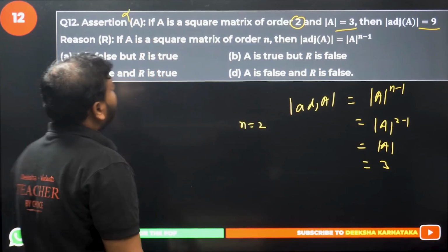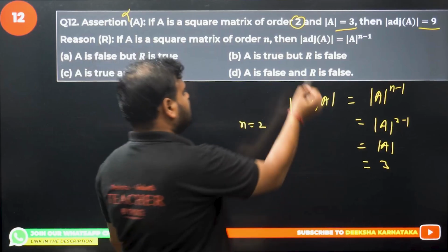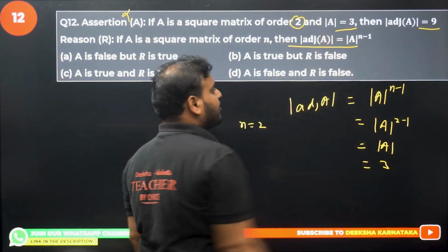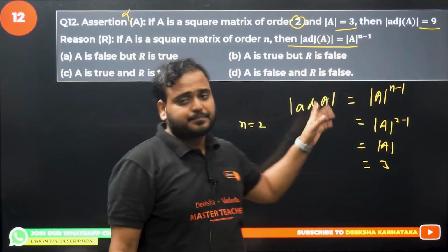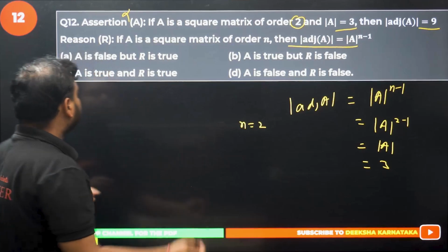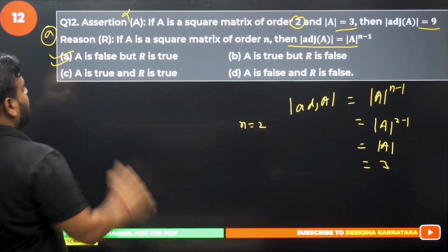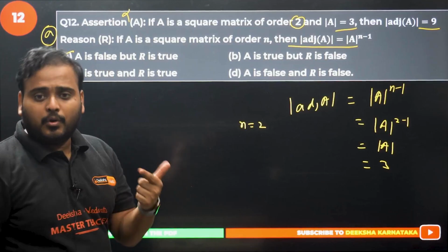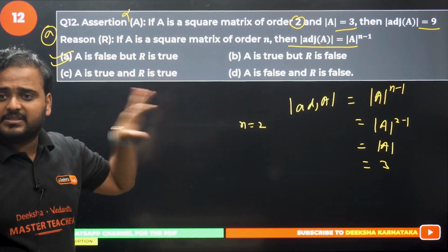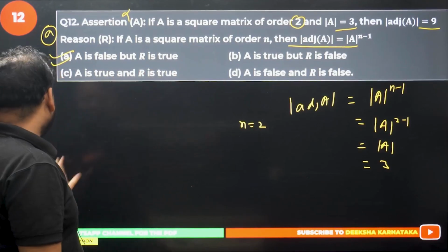If A is a square matrix of order n. Yeah, this is the property. This is the property I used. Please check, same thing. So R is true. Option A is correct. A is false, R is true. Okay, simple, right? Question number 12 is very, very simple. Moving on to question number 13 now.